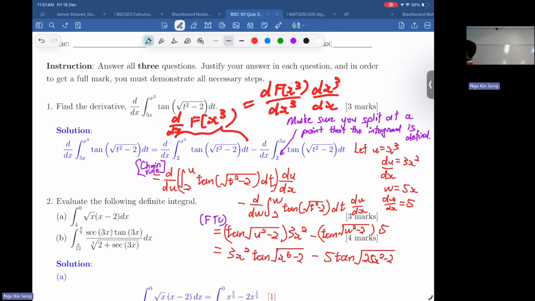Because you know where you guys split? Some of you split at 0. 0 doesn't make sense, why? Because square root of 0 minus 2 is what? Square root of minus 2 is complex. It's not defined on the real. So you need to split at some value that makes sense. For example, 2 will make sense, and then 3 also makes sense, 4 also makes sense. As long as you split at a place where this function is defined, that would be okay.